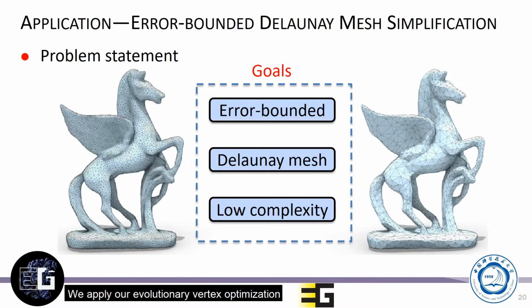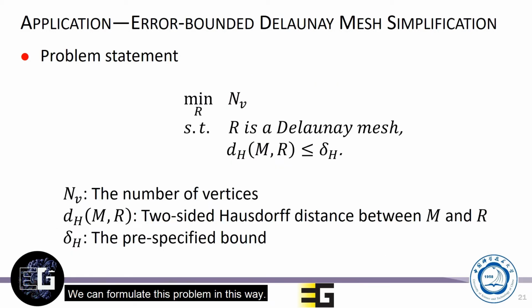We apply our evolutionary vertex optimization method into two applications: error-bounded Delaunay mesh simplification and error-bounded angle improvement. For error-bounded Delaunay mesh simplification, we aim to simplify a surface mesh while constraining the two-sided Hausdorff distance to be bounded and ensuring the output mesh to be a Delaunay mesh, as shown in this figure. We can formulate this problem in this way. The objective function is the number of vertices, and the constraints are error-bounded Hausdorff distance and a Delaunay output mesh.